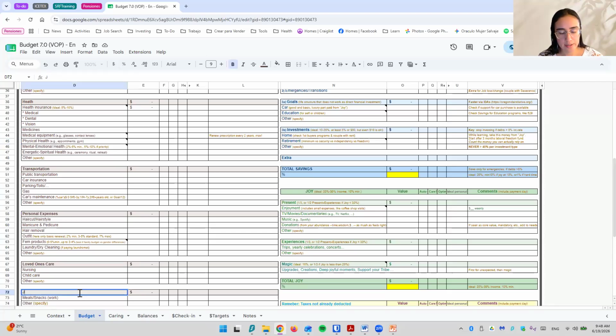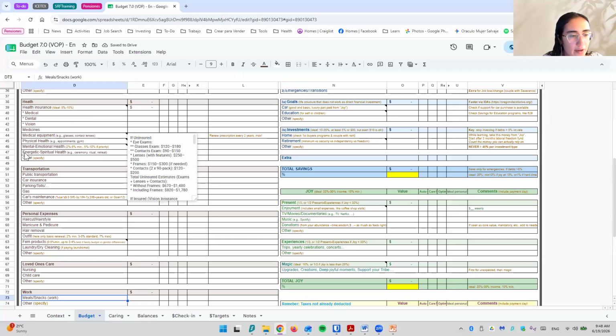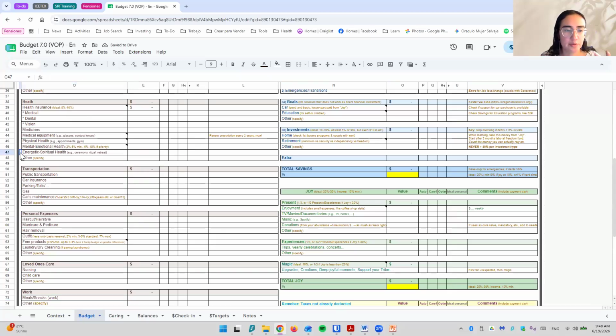Then we have the energetic or spiritual health. So if you like to go to retreats, ceremonies, rituals, things like that, maybe you want to put some budget there if that's an option for you in your income and your lifestyle, right? And then any other thing of health that maybe I didn't mention.